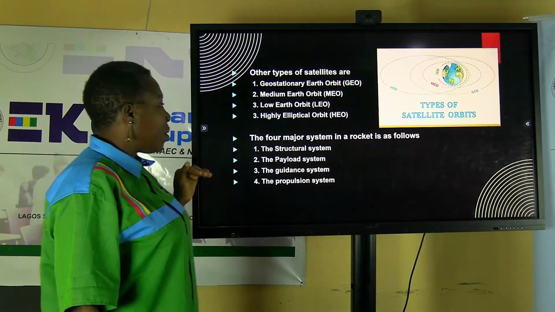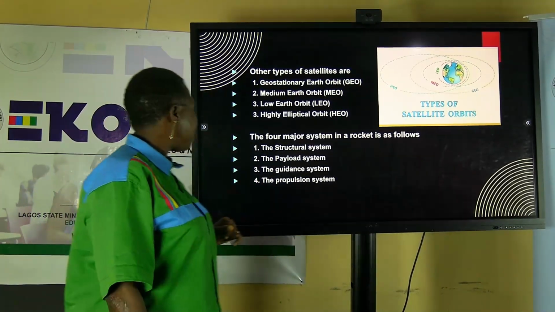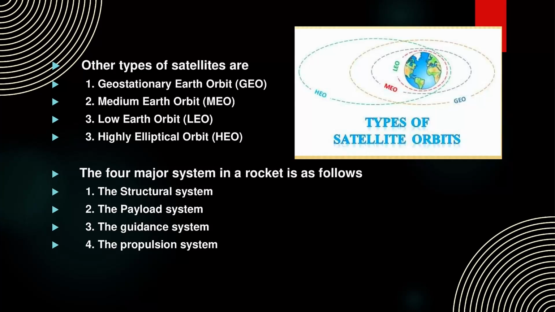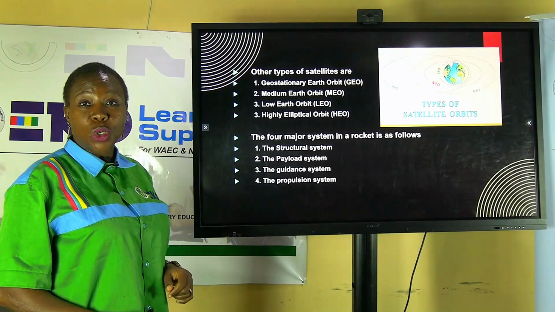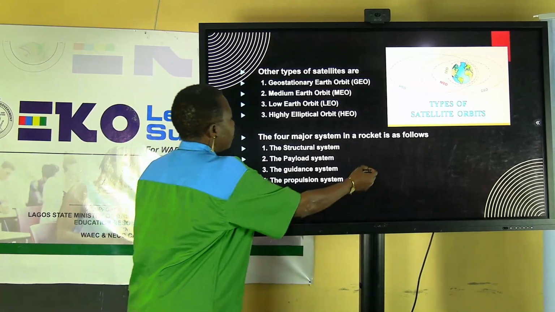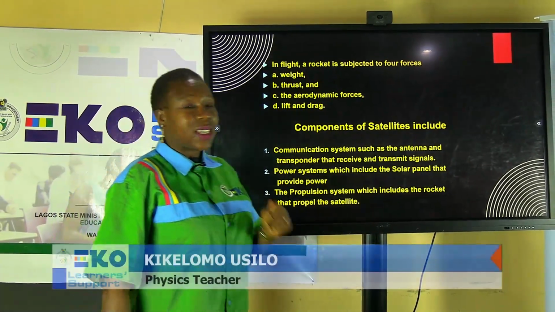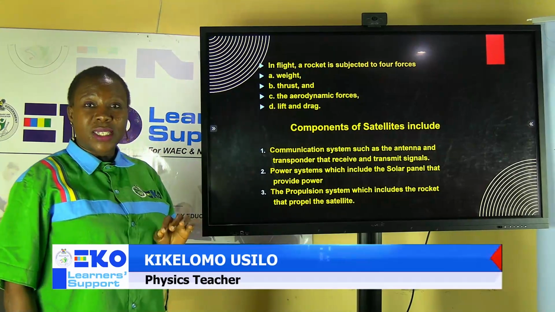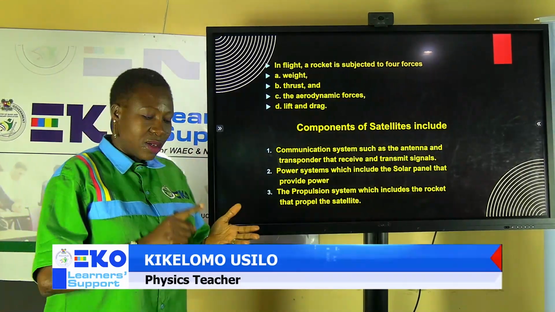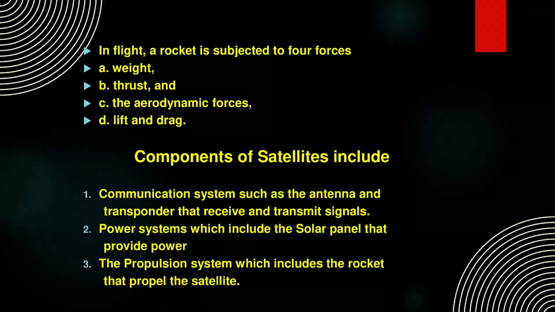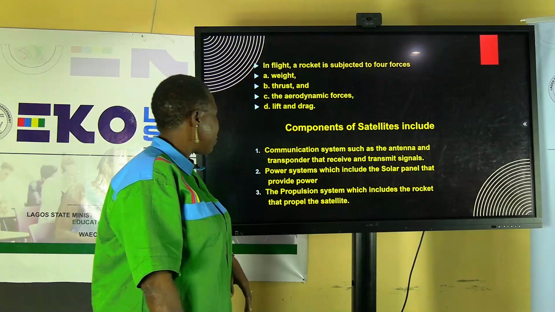The four major systems in a rocket are as follows: the structural system, the payload system, the guidance system, and the propulsion system. In flight, a rocket is subjected to four forces: the weight, thrust, and the aerodynamic forces, lift and drag.